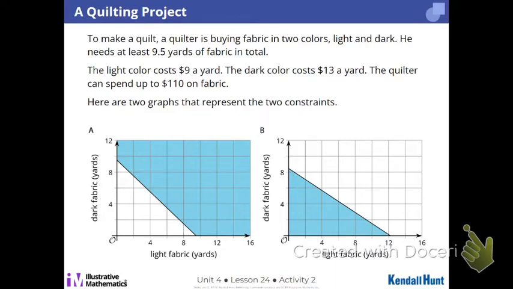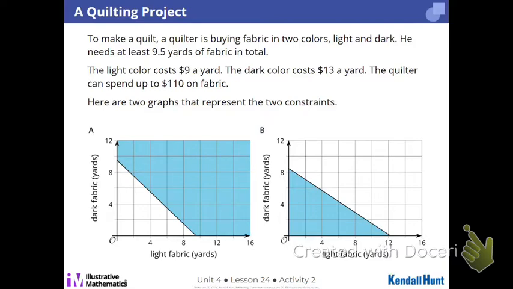Let's say the colors are yellow and brown, your favorite, right, Kai? I just needed a light and a dark. That's the first that came to mind. Not too dark a yellow, though. Anyway, he's buying at least 9.5 yards of fabric. But Kai's on a budget. Kai only has $110 he can spend on the yellows and browns, okay?